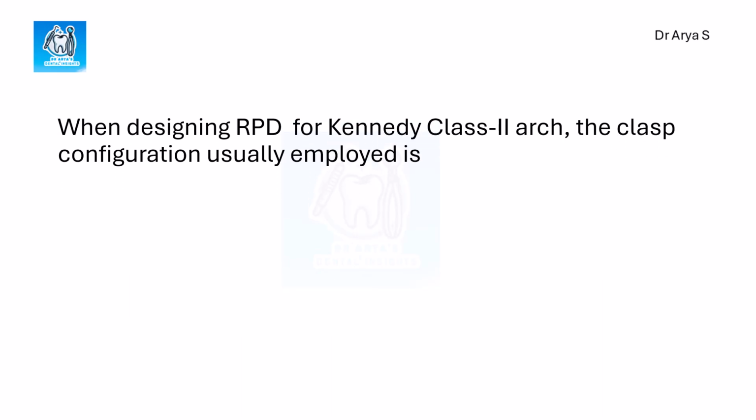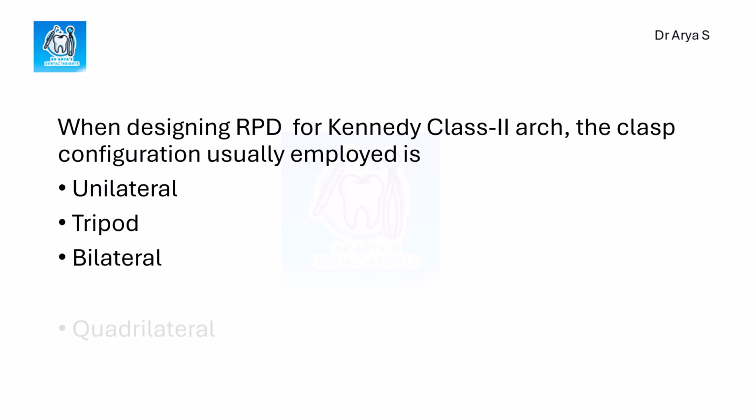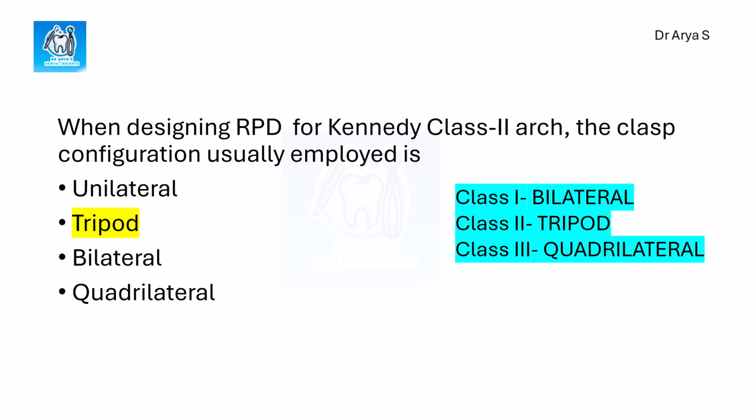When designing RPD for a Kennedy class 2 arch, the clasp configuration usually employed is unilateral, tripod, bilateral or quadrilateral. Here for Kennedy class 2 arch, the clasp configuration is tripod. For class 1 it is bilateral, for class 3 it is quadrilateral, and for class 2 it is tripod configuration.